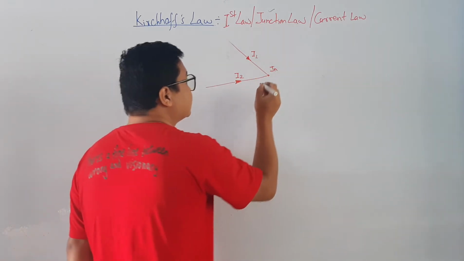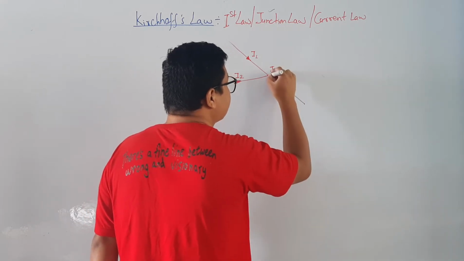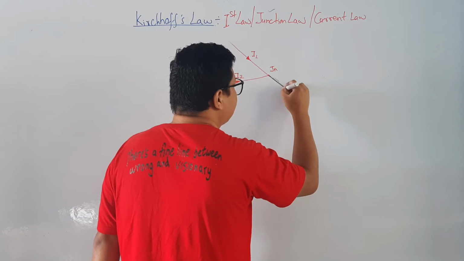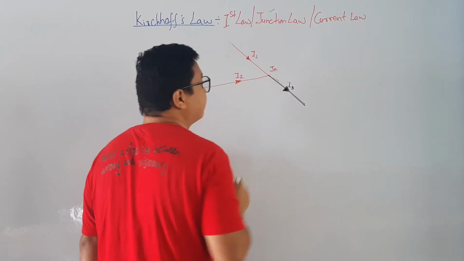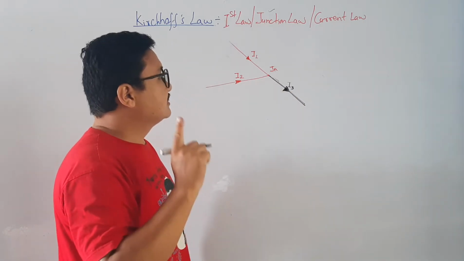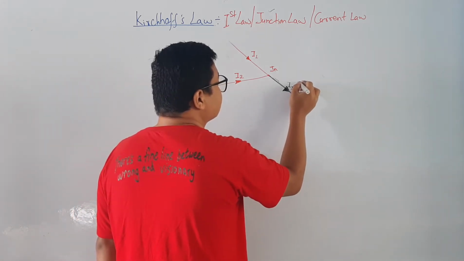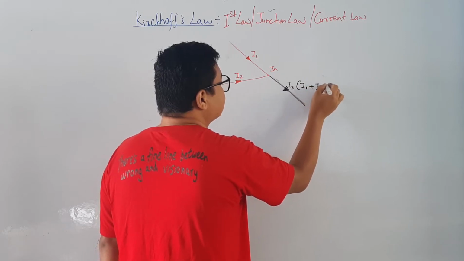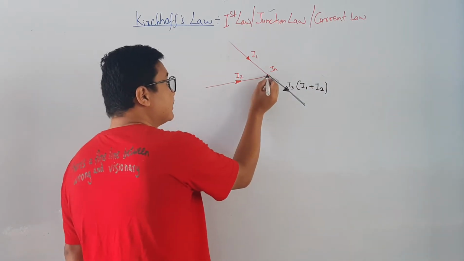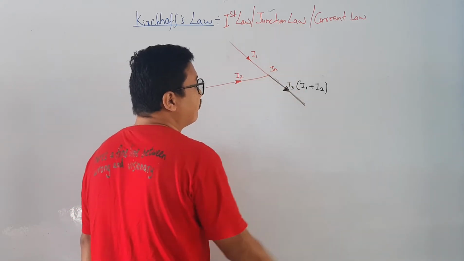And from this junction, let us consider another wire which is connected like this, and let us consider the current there as I3. But how much is this I3? This I3 is I1 plus I2, because I1 and I2 come here, and from this it went out.